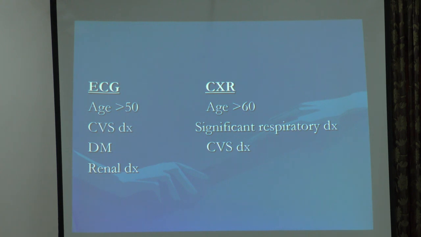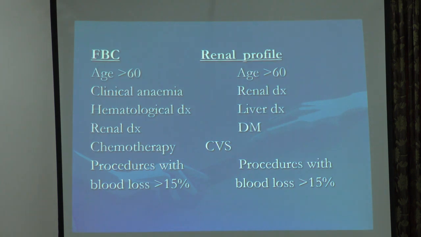So if the person has cardiovascular disease, diabetes, renal disease, you definitely get an ECG done. If you have significant respiratory disease or cardiovascular disease, you definitely get a chest X-ray done. Full blood count would be mandatory for everybody who is above 60. But if you're coming for major surgery, you have clinical anemia or hematologic disease, or you've been on chemotherapy, or for a procedure where we expect you to lose a significant amount of blood, you would have the full blood count done. If not, you may just do a PCV.